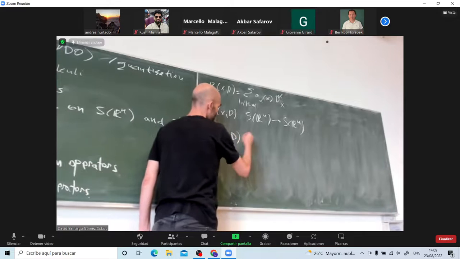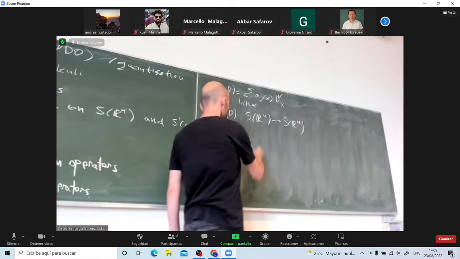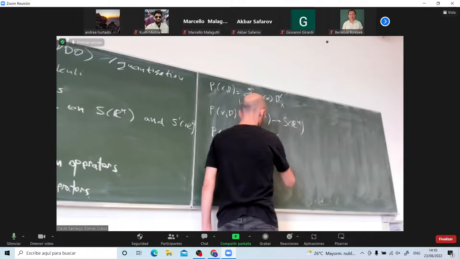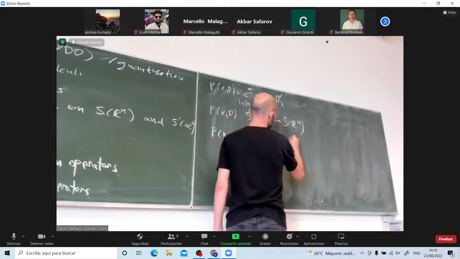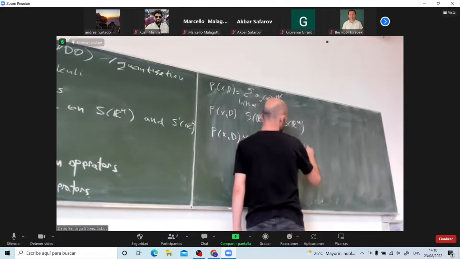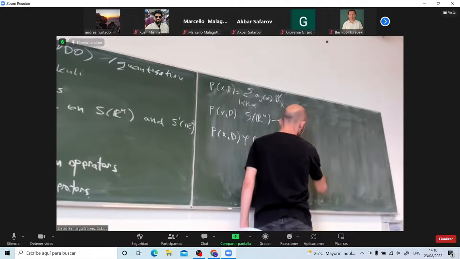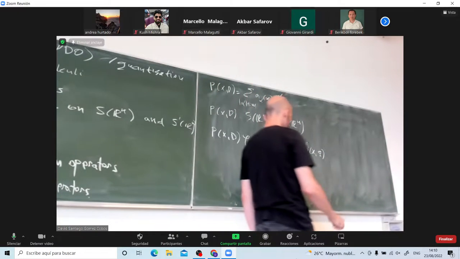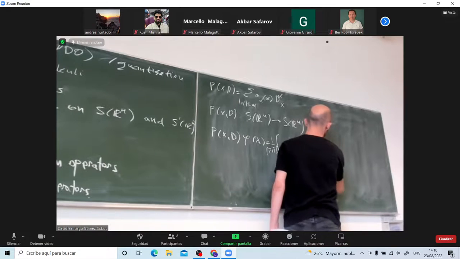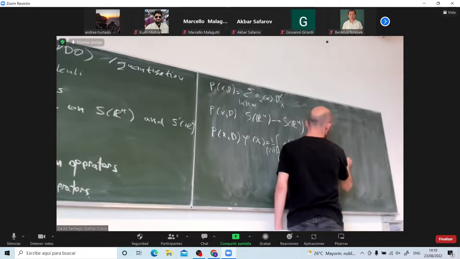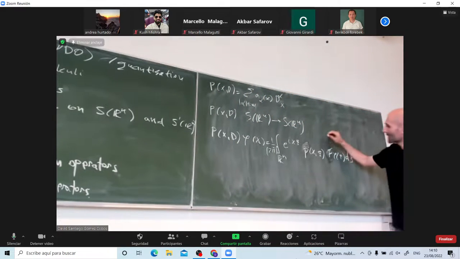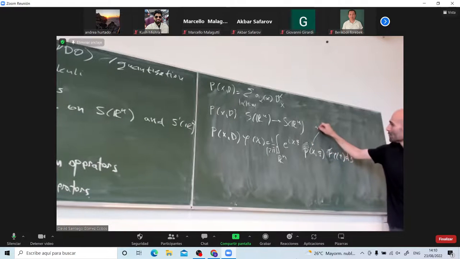And this is the starting point for the quantization. You can rewrite it like this. I'll tell you what this p(x, ξ) is in a minute, where this p(x, ξ) is called the symbol of the partial differential operator. This is the symbol.